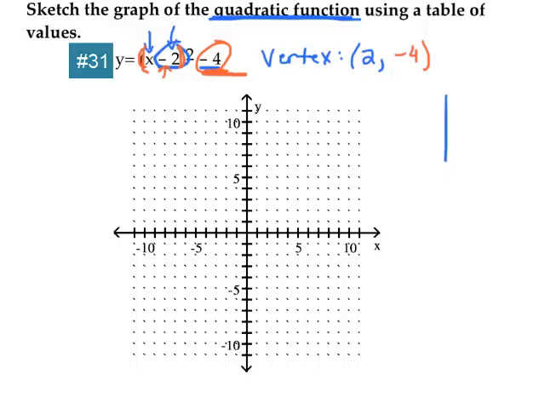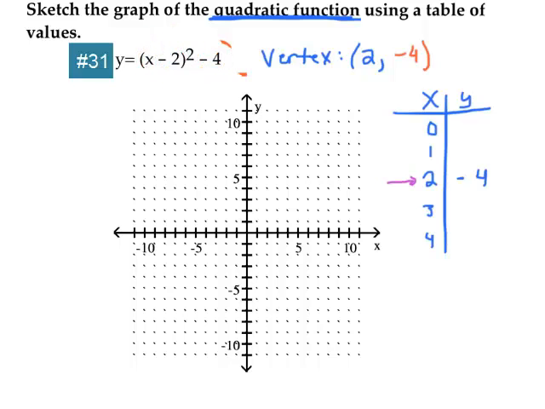Then we make a table of values, and we put our vertex in the middle, and then we pick numbers that are close to the x value in our vertex. So I'm going to pick 1 and 0, 3 and 4. Then I'm going to plug those numbers in. So let me get rid of all this junk over here.